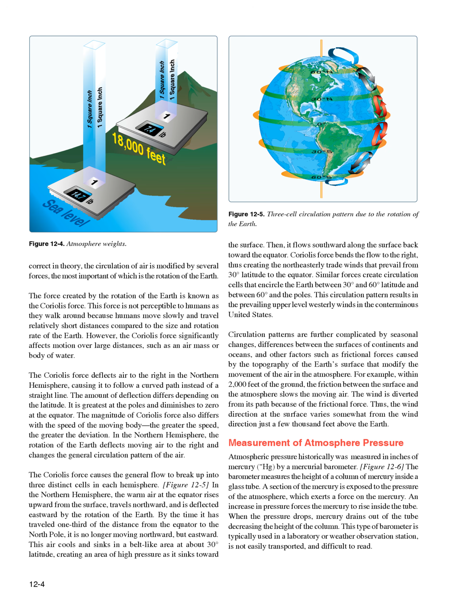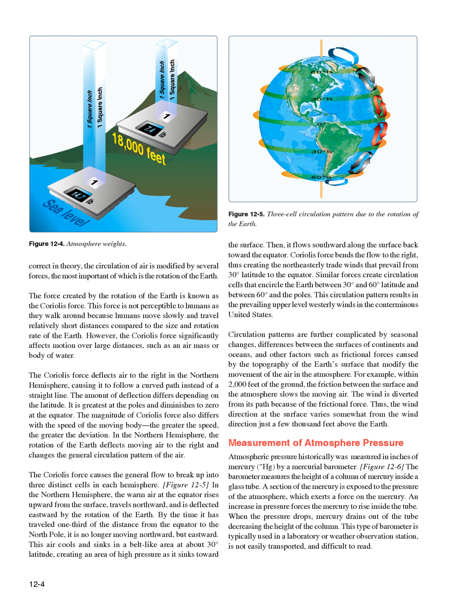This force is not perceptible to humans as they walk around because humans move slowly and travel relatively short distances compared to the size and rotation rate of the Earth. However, the Coriolis force significantly affects motion over large distances, such as an air mass or body of water. The Coriolis force deflects air to the right in the northern hemisphere, causing it to follow a curved path instead of a straight line. The amount of deflection differs depending on the latitude. It is greatest at the poles and diminishes to zero at the equator. The magnitude of Coriolis force also differs with the speed of the moving body. The greater the speed, the greater the deviation.